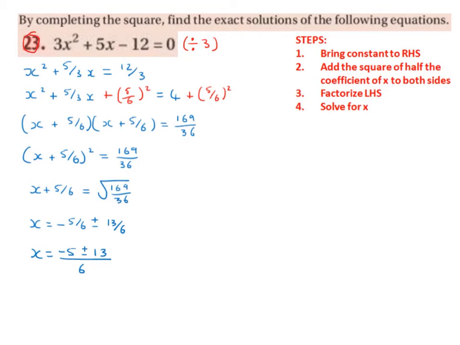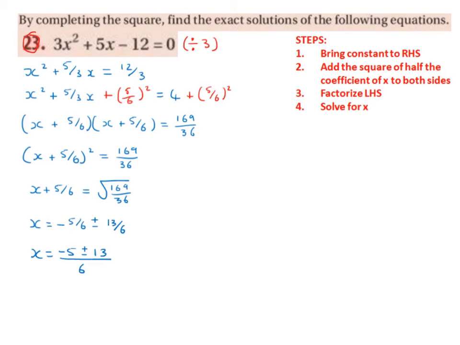Next, we're going to factorize the left-hand side. So we have an x in the front of each bracket. This is a plus, which tells us these signs are the same. This is a plus, which tells us they're both plus. The factors of 5 over 6 squared are 5 over 6 multiplied by 5 over 6. So we have 5 over 6 in the end of each bracket. And 5 over 6 plus 5 over 6 gives us 5 over 3. And then 4 plus 5 over 6 squared is 169 over 36.